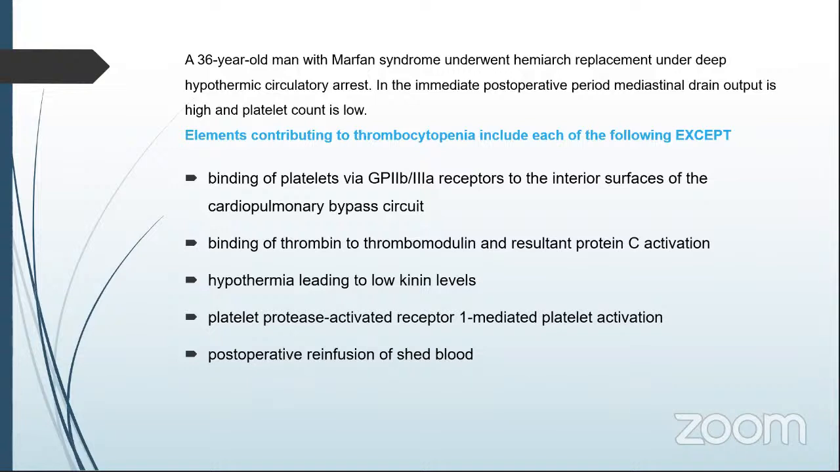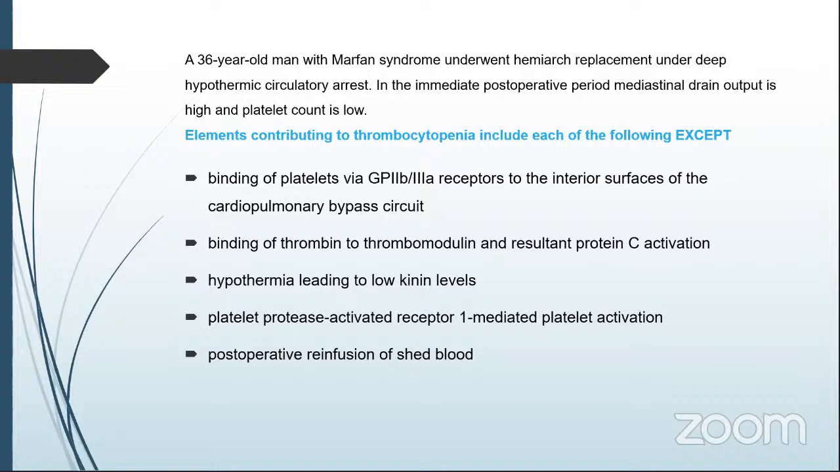So the other question is, a 36-year-old man with Marfan syndrome underwent a hemi-arch replacement under deep hypothermic circulatory arrest. In the immediate post-operative period, mediastinal drain output is high and the platelet count is low. Elements contributing to thrombocytopenia include each of the following except. Now this is a question to refresh your brain about the previous lecture with Dr. Rawan. It's not mainly about my lecture, so what do you think?